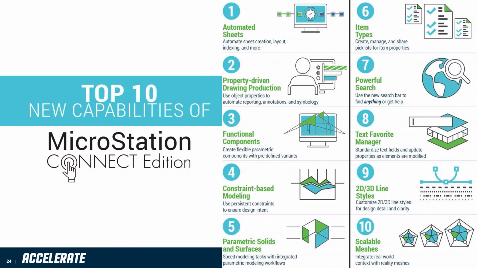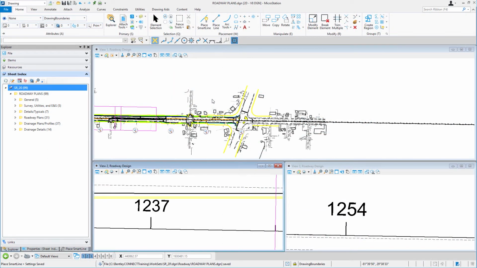And finally, number one, automated sheets. Tools like place name boundary. Let's now talk about automated sheets and sheet indexing. I want to add a couple of sheets, and I need to create and place a sheet index into my work set.